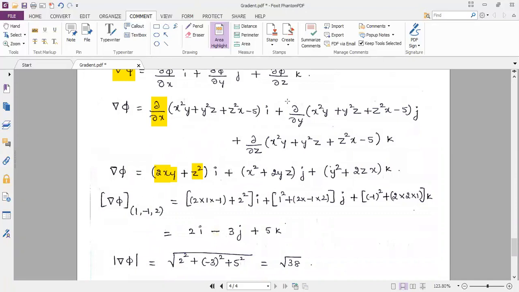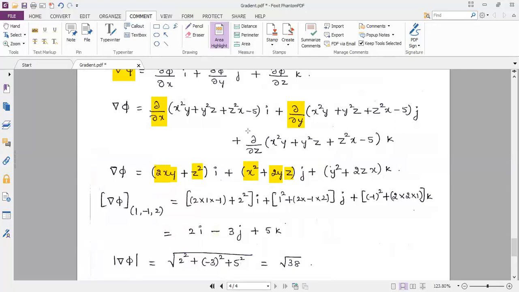Plus second term, we need to differentiate partially with respect to y. With respect to y, x square is a constant, writing x square as it is. Differentiation of y is 1. Plus z is a constant, writing z as it is in the second term. Y square differentiation with respect to y is 2y. Last term, z square x minus phi is a constant when we differentiate partially with respect to y. So differentiation of a constant is 0 into j cap as it is.